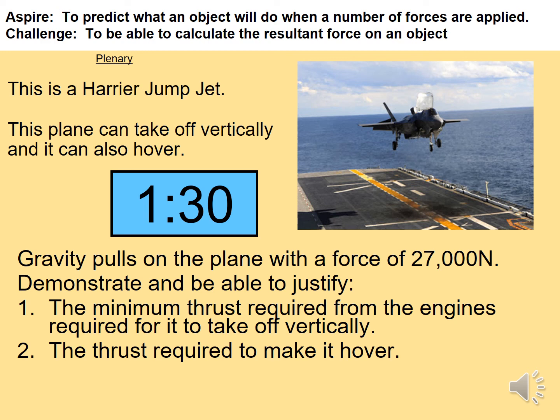If gravity pulls on the plane with a force of 27,000 newtons, I need you to demonstrate and be able to justify your answers to the following questions. Question number one, I'd like you to write down the minimum thrust required from the engines for it to just take off vertically. And second question, the thrust required to make it hover. So I'm going to give you a minute and a half to think about those and write your answers down.